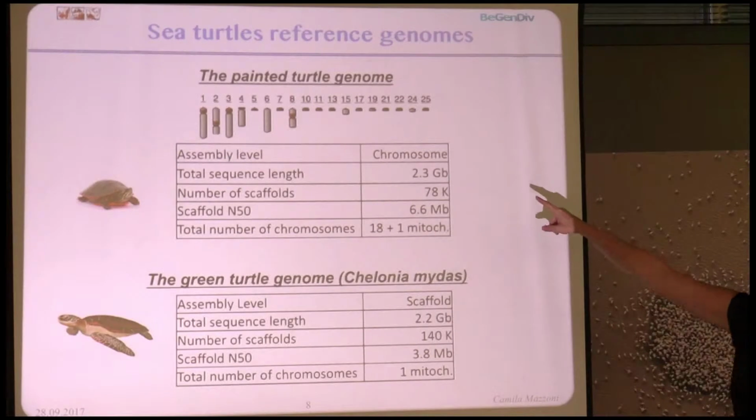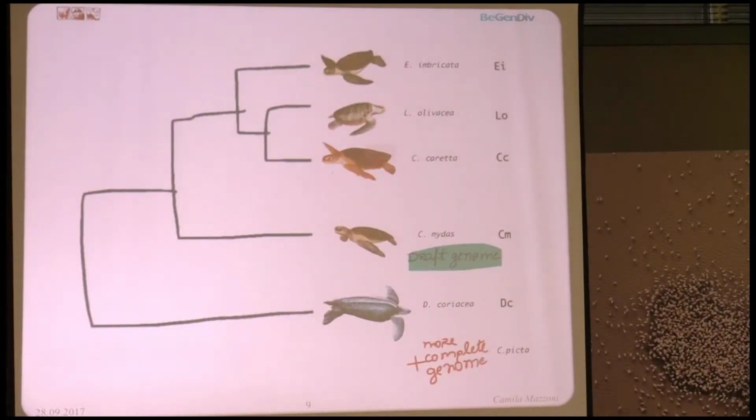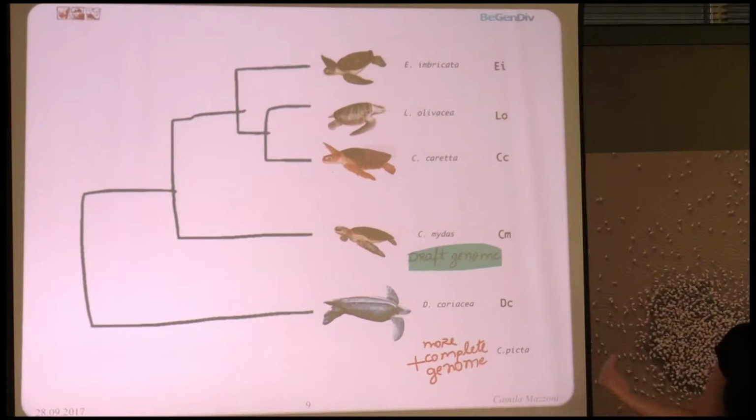While here, it's not completely assigned to chromosomes, but it's starting to get there. So we could potentially trust this genome better than this one. So this is our backup reference for all of our analysis. As a summary, we have the 5 species. We have a draft genome from one of them, and we have another reference genome that we can potentially use.